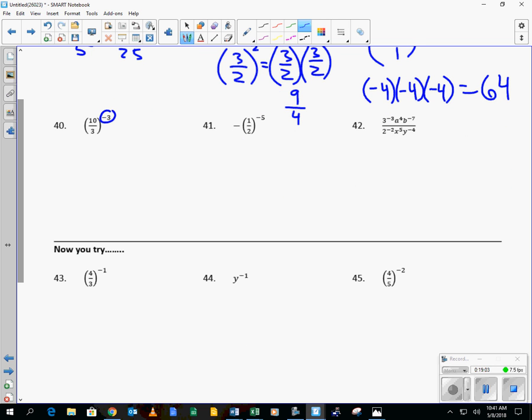So here we have a negative exponent. I will flip the fraction. So it's 3 over 10 cubed, or 3 over 10 times 3 over 10 times 3 over 10. 3 times 3 is 9, times 3 is 27. 10 times 10 times 10 is 1,000.